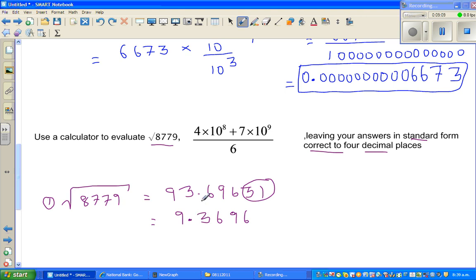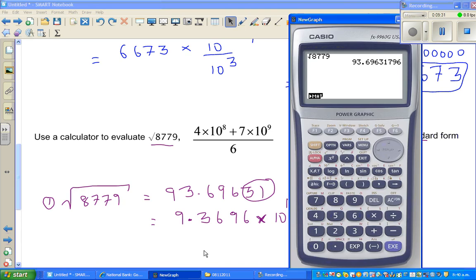Okay, it has become 10 times smaller. 93 I have written as 9.3696. So if it has become 10 times smaller, you have to make it bigger, so 10 to the power of 1. Okay, so this and this are the same. So let us check this on the calculator. 9.3696 times 10 is 93.696. That's what we got, okay?